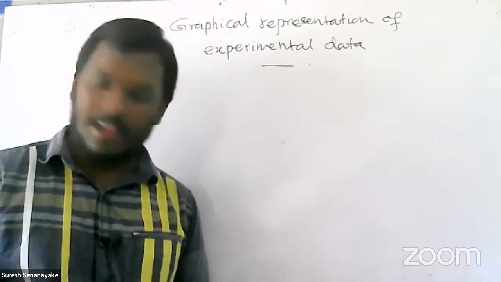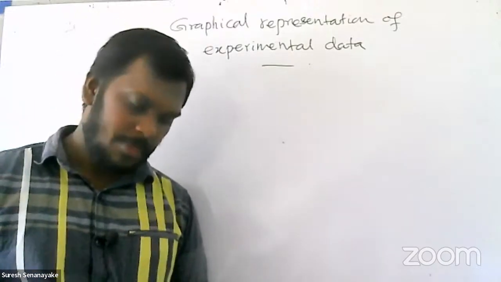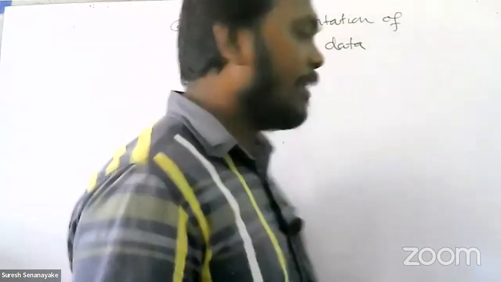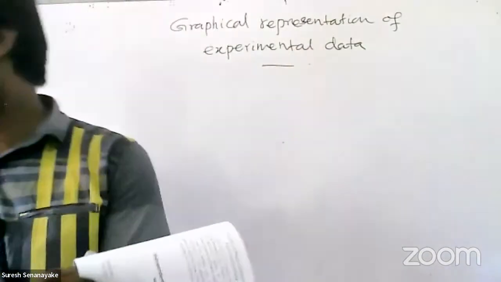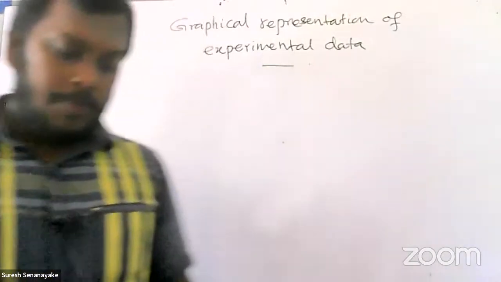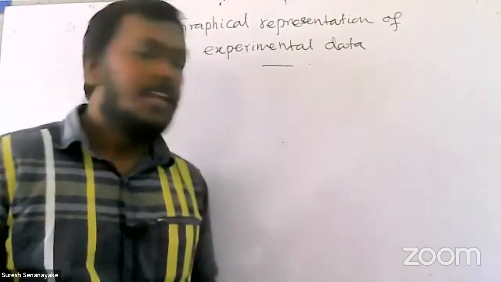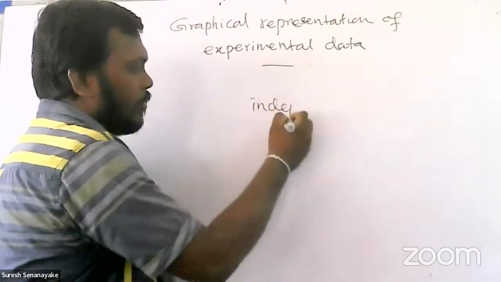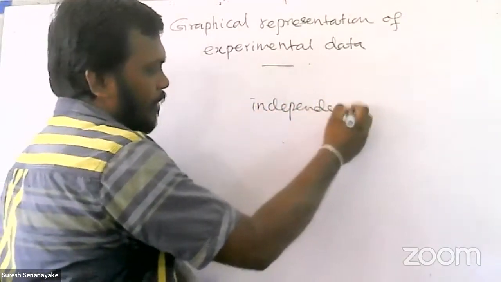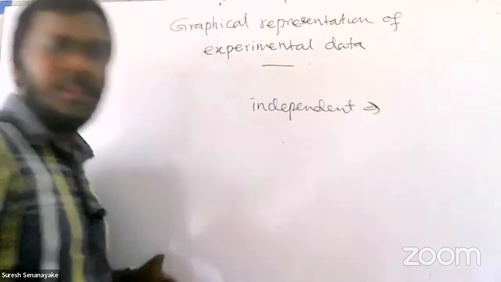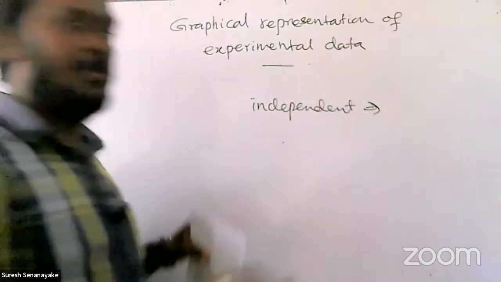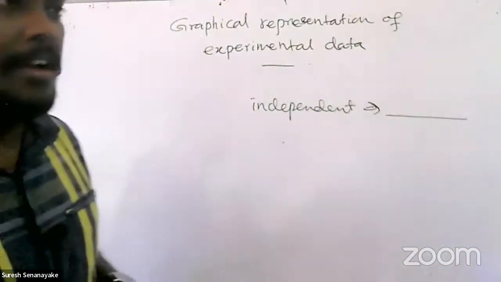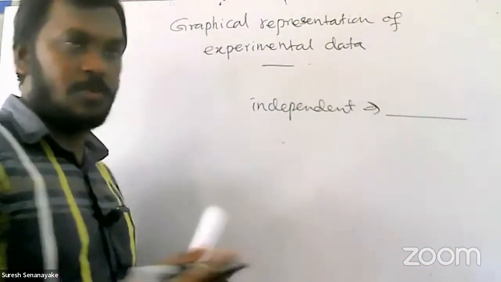If something is there, you can mark it, right? Then the independent and dependent variable. When you want to draw the graph, first you need to select the independent and dependent variable. Independent variable means independent, it does not depend on the others, right? So that is the variable which you are varying, which you take.